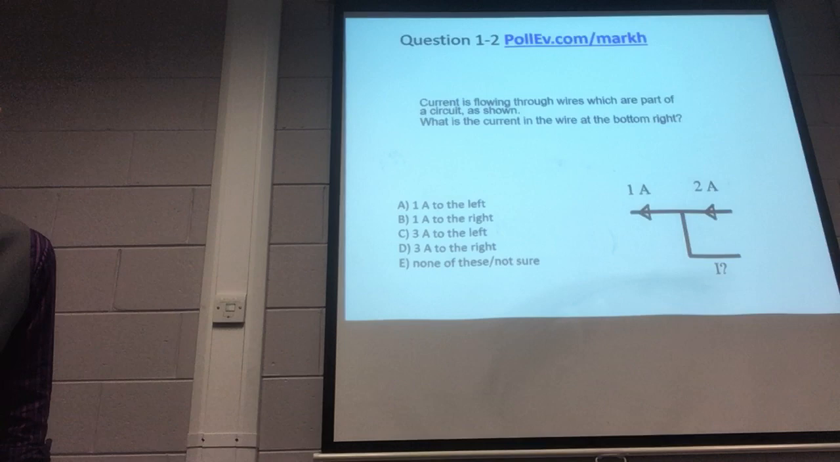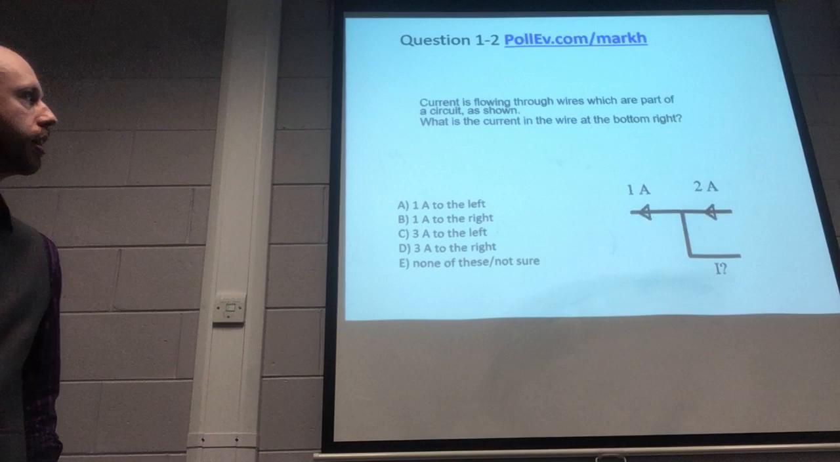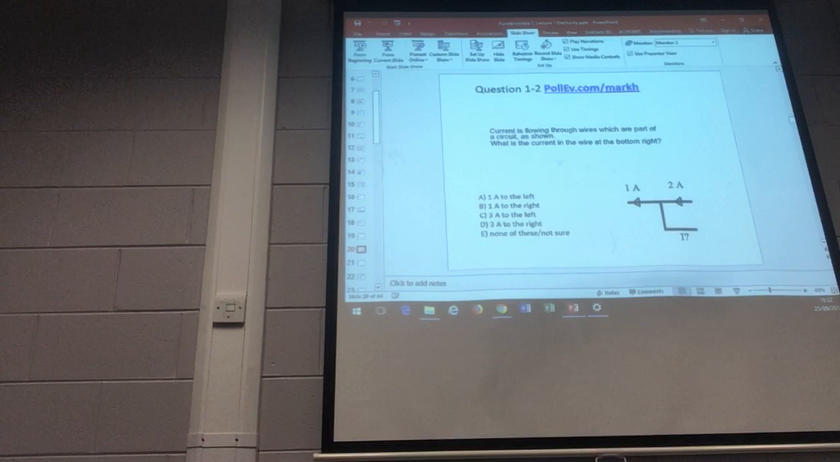So current is flowing through wires which are part of the circuit as shown. What is the current in the wire at the bottom right? Okay, so I've activated that question now, so you should be able to select an answer.